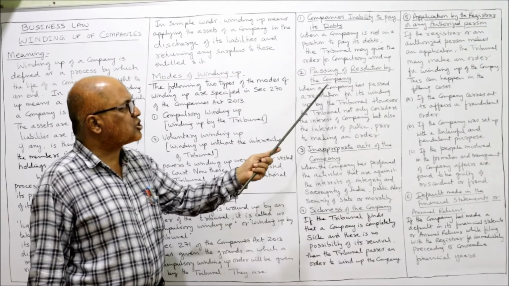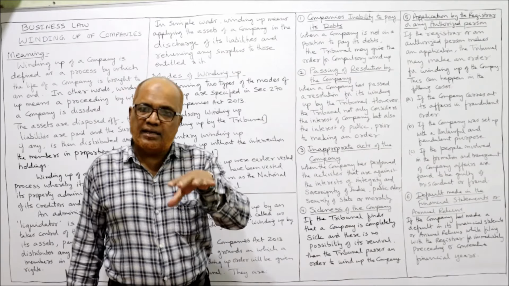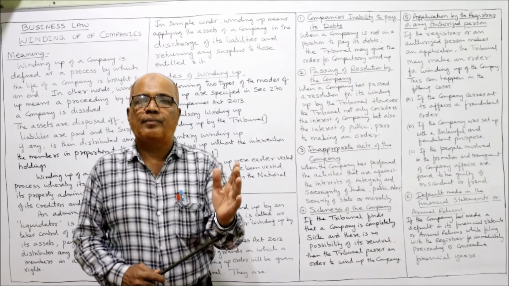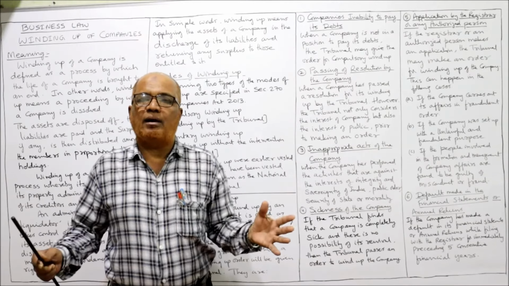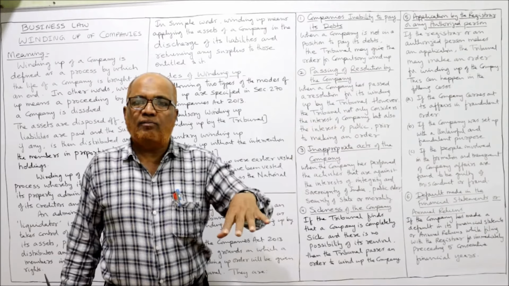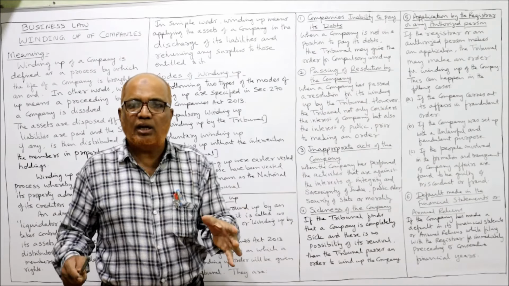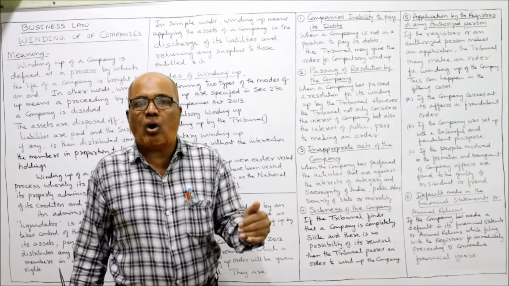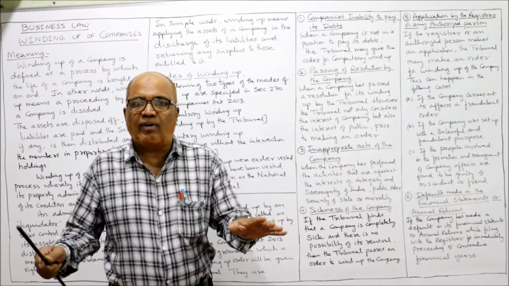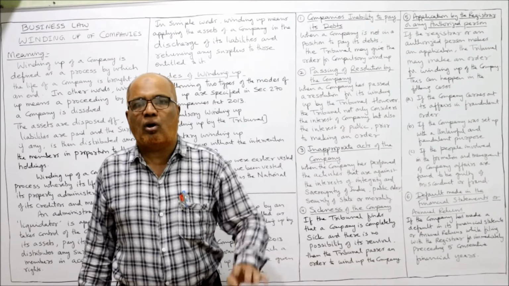Secondly, passing of a special resolution by the company. Sometimes a company itself passes a resolution in a meeting that the company should be wound up by the tribunal. The company will pass a resolution, and in that resolution it will ask the tribunal to give the order for compulsory winding up. So this is a request by the company to the tribunal to give the order.